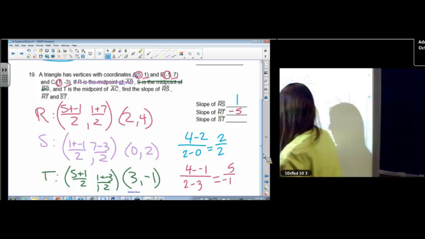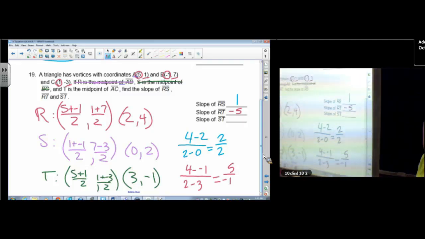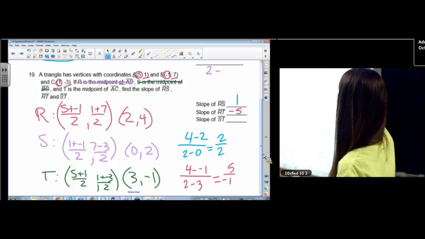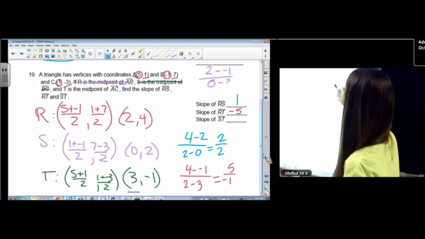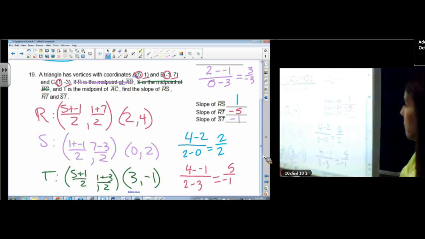Okay? And then finally, oh man, I think I'm going to have to do this problem all day today. Maybe I'll just tell them to watch the recorded lesson. Finally, we're doing ST. So we would do y minus y over x minus x. So that would be 3 over -3, so we'd be at -1.